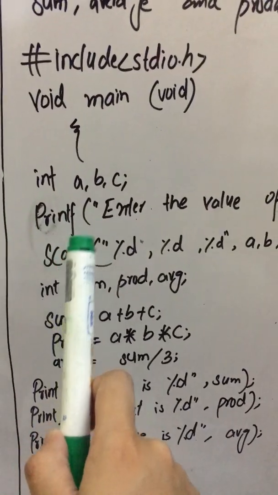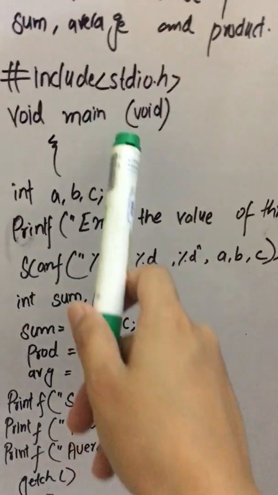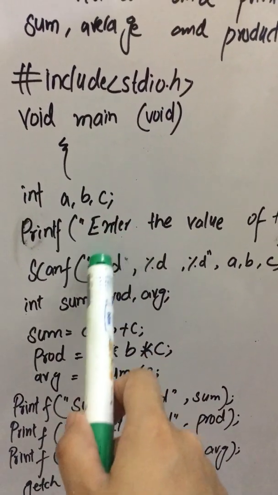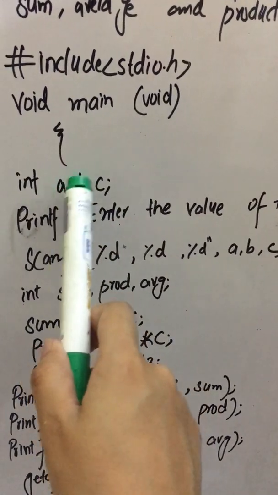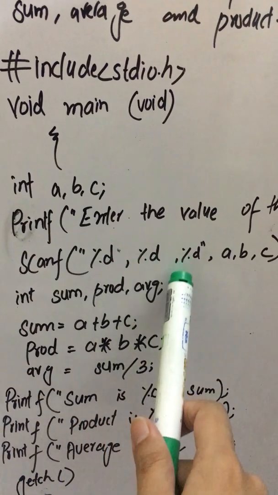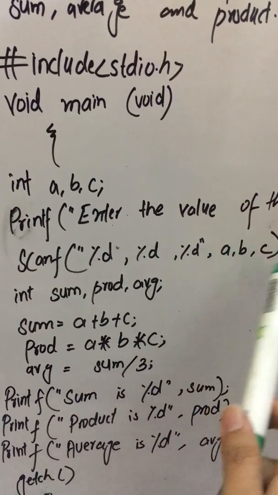Scanf is an input function. Because we have a data type of integer, we are going to use the format specifier %d. D stands for decimal integer. As we have to enter three values, we will use the format specifier three times with the variables a, b and c.